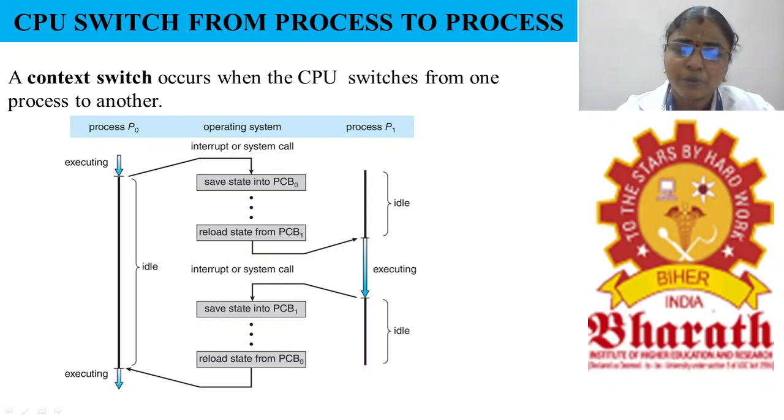Same thing, suppose the CPU switches from P1 to P0. At that time also, it saves the state of process 1 into PCB1. Afterwards, it reloads the state from PCB0, and then starts executing P0. So when the CPU switches from P0 to P1, before that we save the state in the process control block. At that time, both processes are idle, which is noted in the diagram as idle.